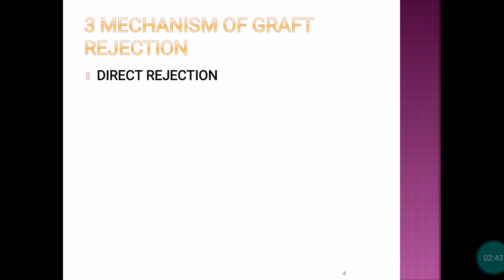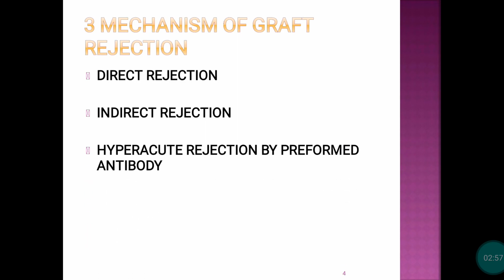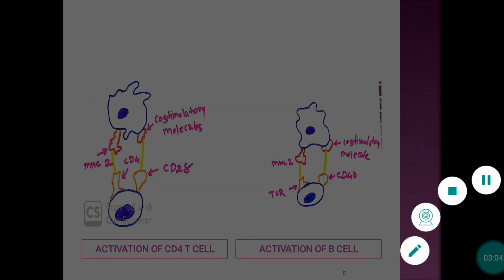Now there are three mechanisms of graft rejection. Such graft rejection is because of three mechanisms. The first one is direct rejection. The second mechanism is indirect rejection. And the third mechanism is hyperacute rejection. These three are the basic mechanisms of graft rejection.